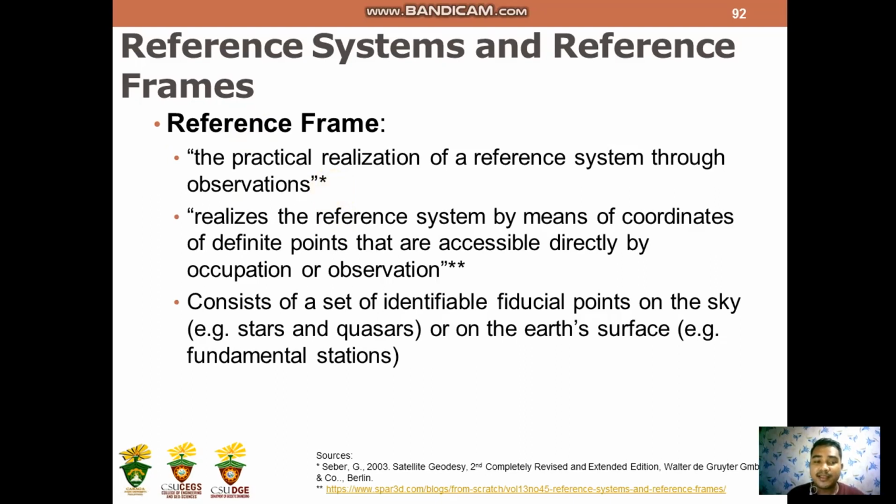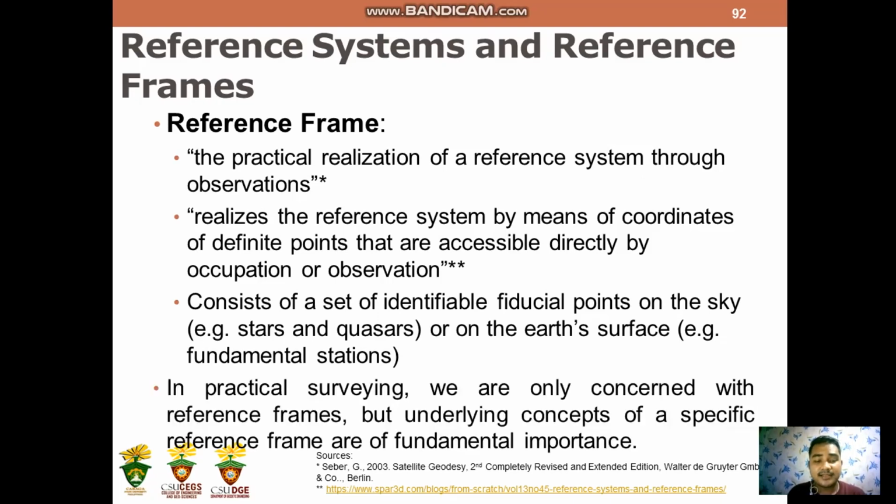So where is the reference frame realized? Through monuments, like BBMs, geodetic control networks and stations out of that system. A reference frame is useless without a reference system, and vice versa. And in practical surveying, we are only concerned with reference frames. Of course, because we base our survey on the monuments. But the underlying concept of a specific reference frame is of fundamental importance. So, a reference frame is useless without a reference system, and vice versa.